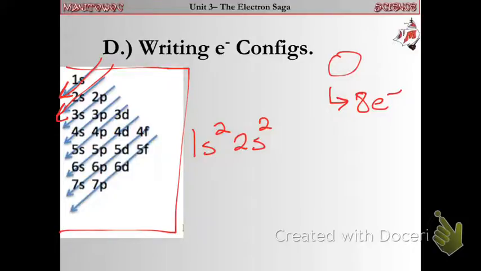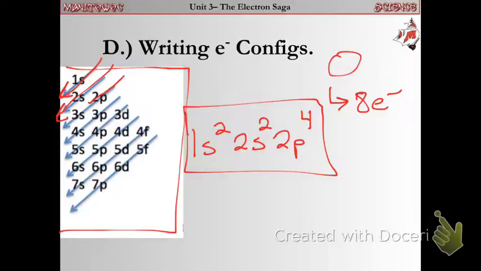Now it's a total of 4 so far. And then you go to a 2p. 2p can hold 6 electrons, but if I had put 6 in, that's going to be a total of 10. So I can only put 4 electrons in here. So that is the electron configuration for oxygen. And you can use this diagram to help you. All right, that is 3.1.